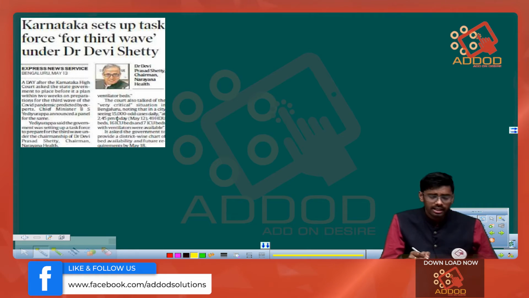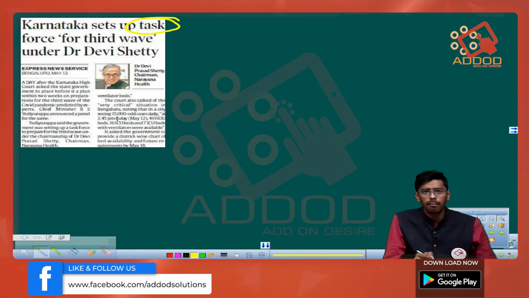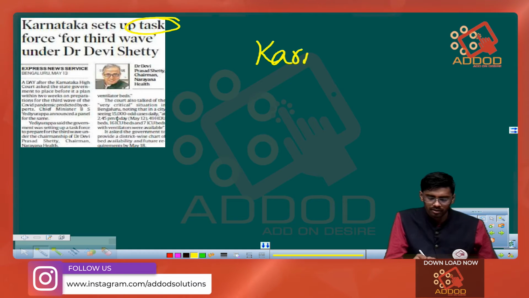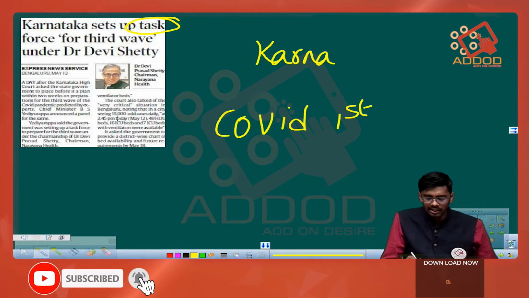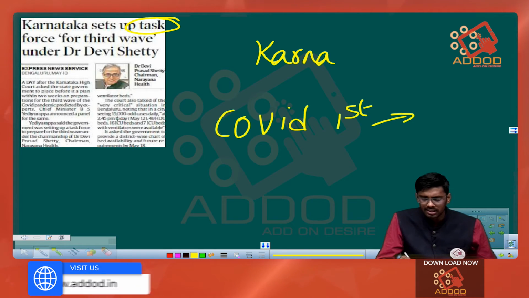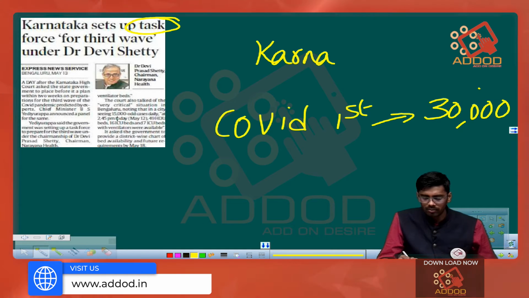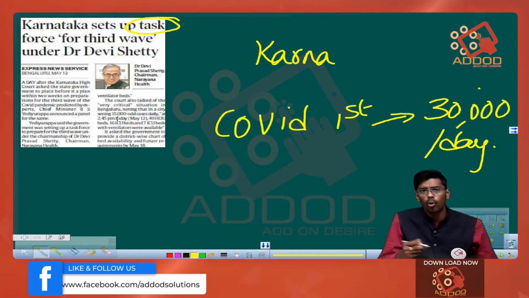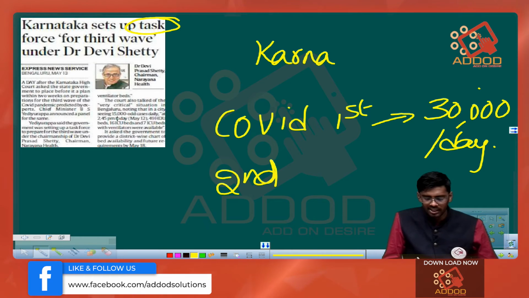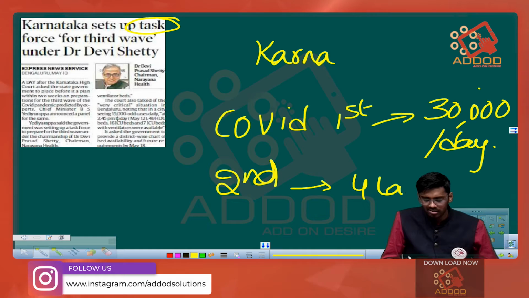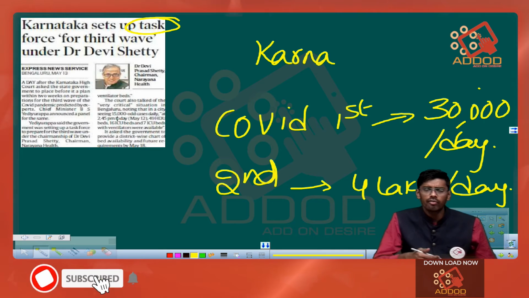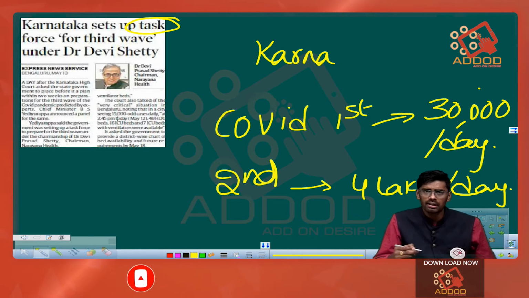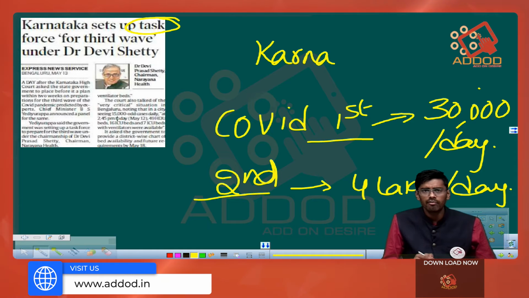Next we have an article dealing with a task force which is set up by the state of Karnataka. Last year we saw COVID's first wave, and at the peak of it we saw 30,000 cases a day of COVID-19, and in the second wave we have seen 4 lakh cases every day at the peak, and there are experts who are stating that we'll face more waves in the coming months. So we have seen the first and the second wave, later we'll see the third, fourth and so on.